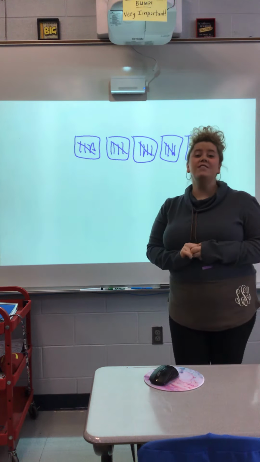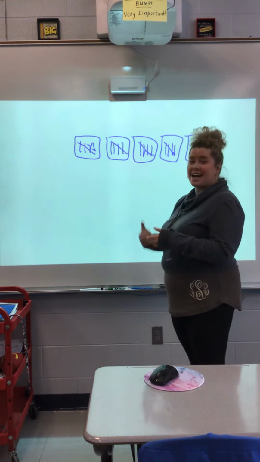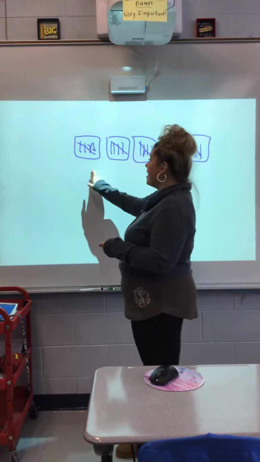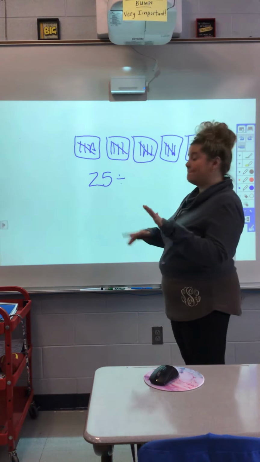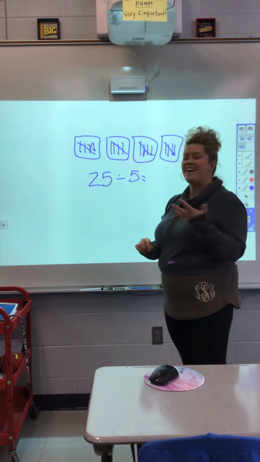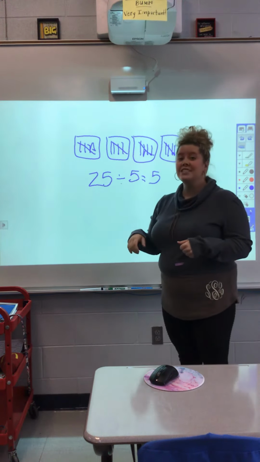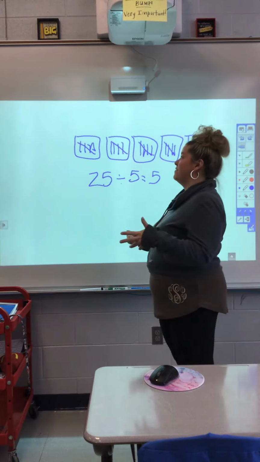Okay, let's start with our division sentence. How many counters do I have total? Or I guess how many tally marks? 25. Divided by how many groups? 5. And then how many were in each group? 5. So my division sentence reads 25 divided by 5 equals 5.